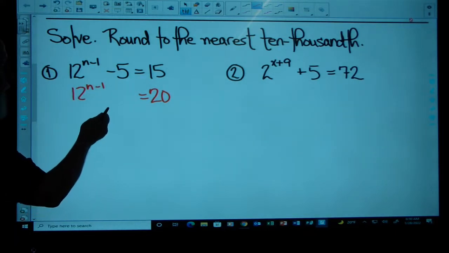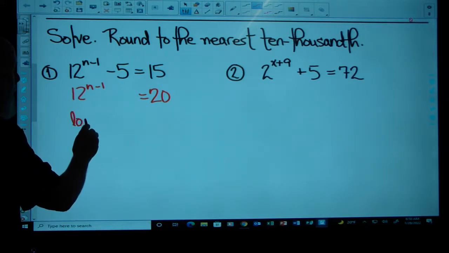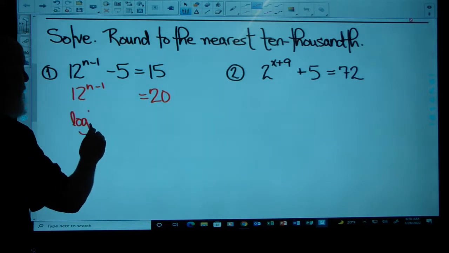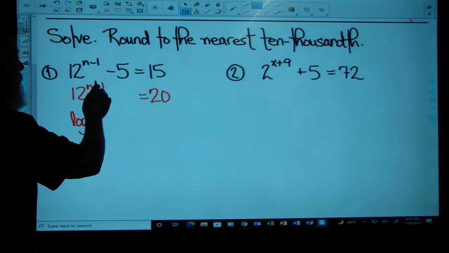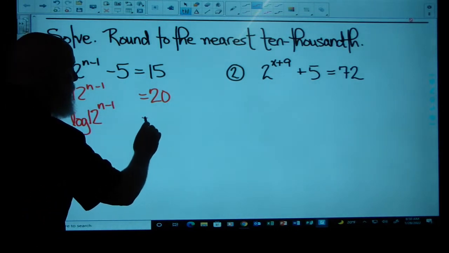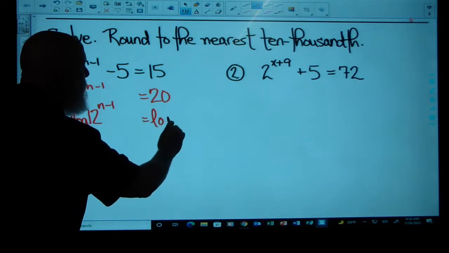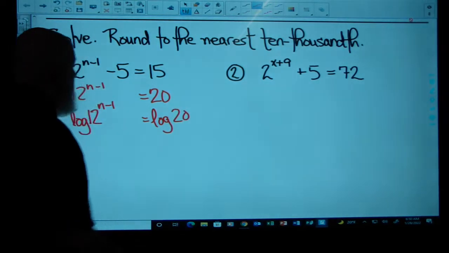Now I'm going to take the log of both sides. So I just write the word log. You guys may remember that. To take the log of something, you just write the word log next to it. We can do anything we want to an equation as long as we do it to both sides, and I'm just taking the log of both sides.